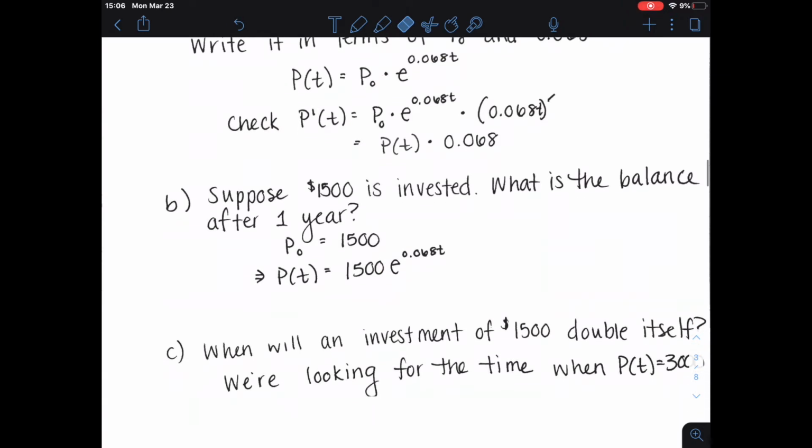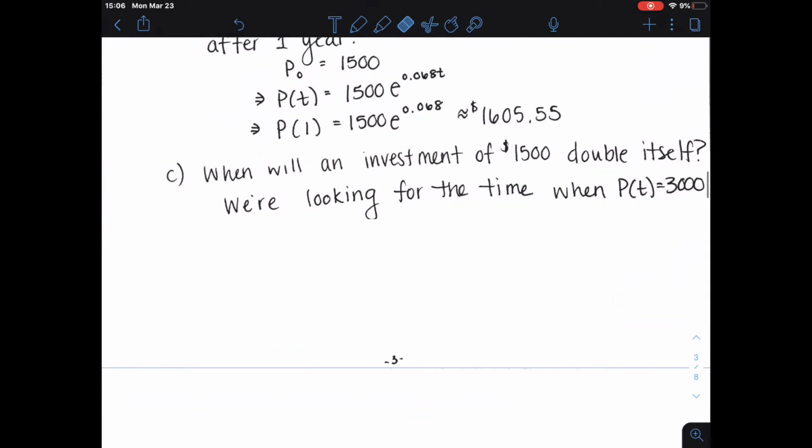And then if we want the balance after 1 year, we're going to replace t by 1. So you get 1,500 times e to the 0.068 times 1. And if you plug that into your calculator, you get about $1,605.55. So basically, after 1 year, you'll have gained $105.55 in interest. Okay, so this is the total balance you have in your account.